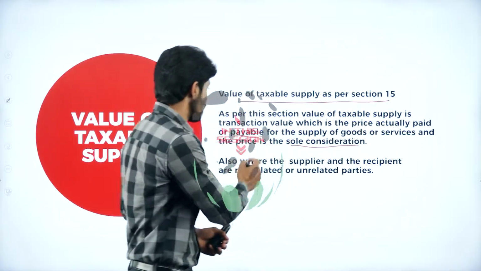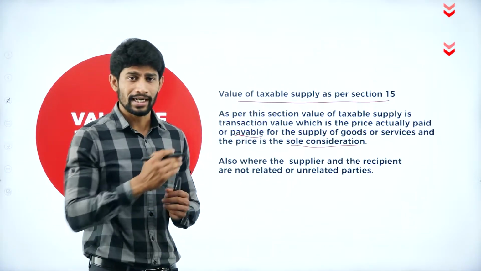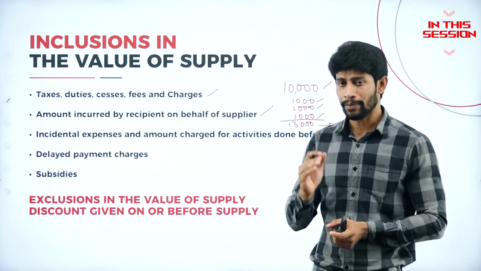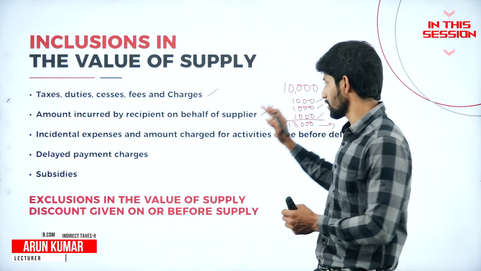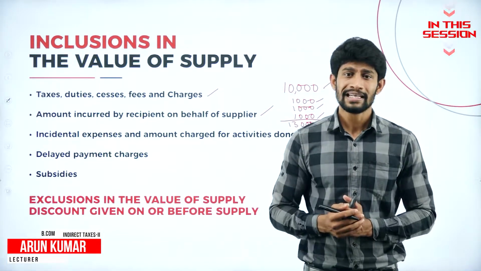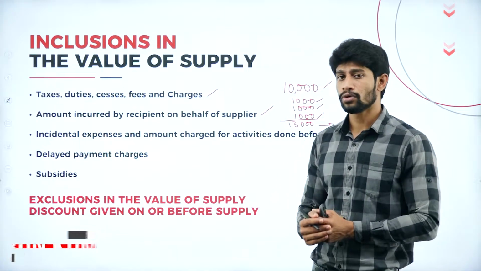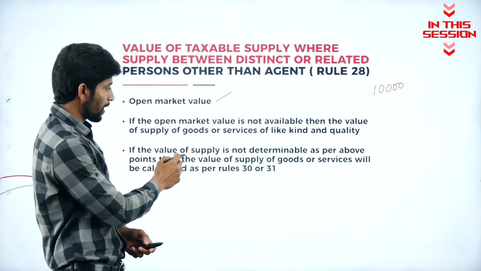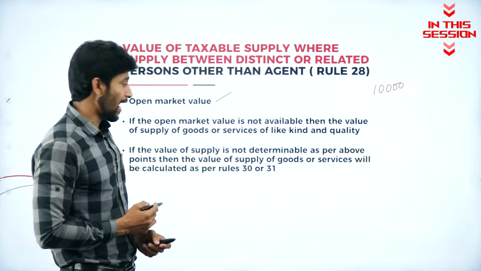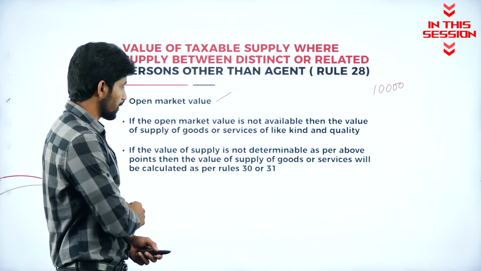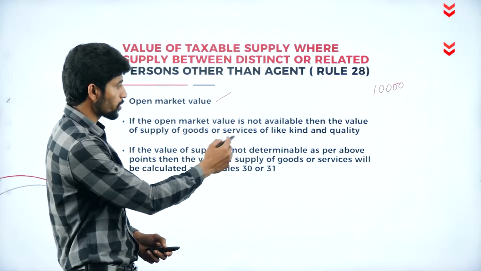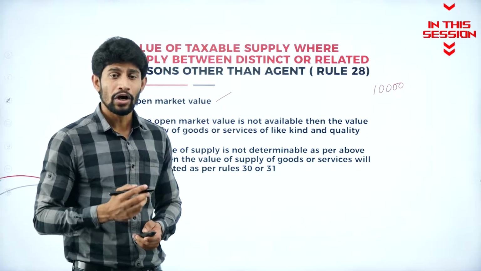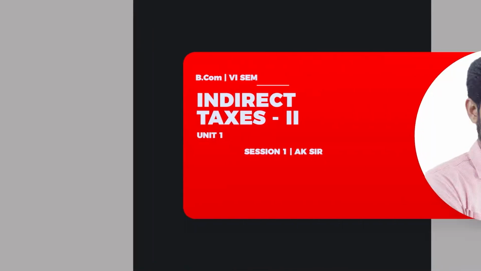Taxable supply is transaction value. Yes, the transaction value is called taxable supply. If the recipient is paying any expenditure relating to the supply on behalf of the supplier, then that amount also should be included. If the value of supply is not determinable as per the above points, then the value of supply of goods or services will be calculated as per rule 30 or 31.